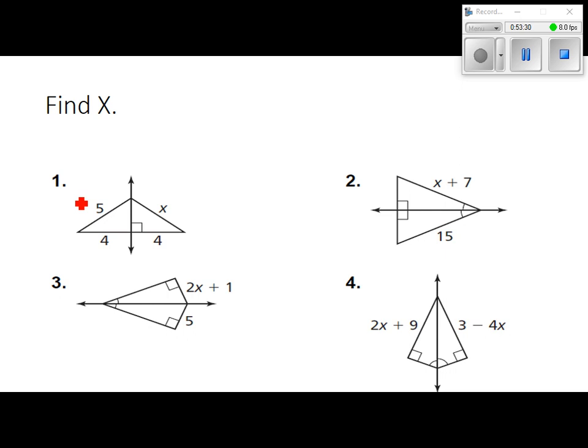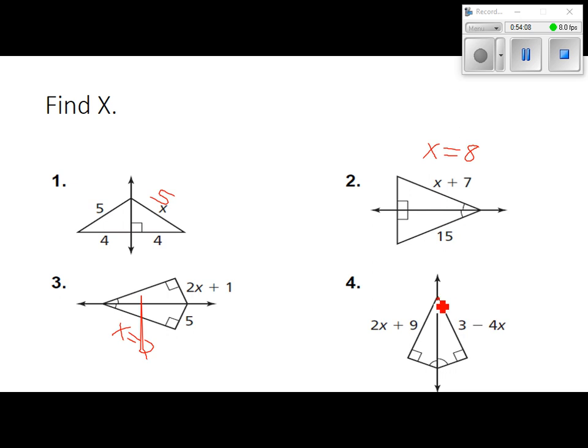Next one's number 1. X is 5, everybody agree with that? Yeah. Perpendicular bisector, so these two distances have to be the same, so that's 5. Number 2, is that a perpendicular bisector? Yep. So what has to be true about those two? Got to be congruent, and somebody's already figured out what x equals? 8. That one's 3. Angle bisector here, so what has to be true about these two segments? X equals 2. Some of these you can solve in your head, right?